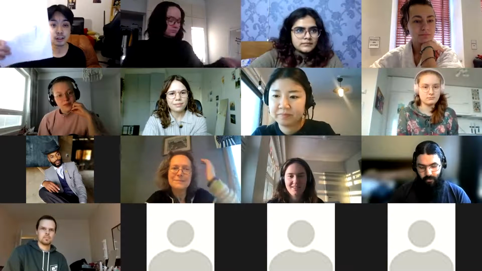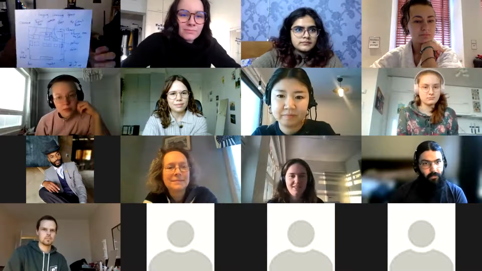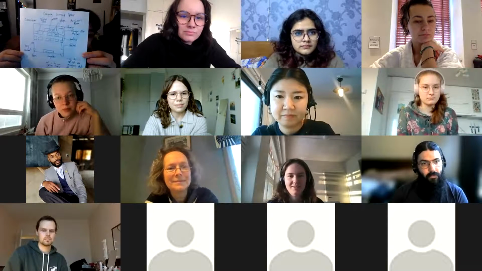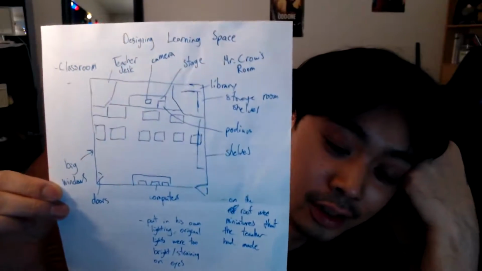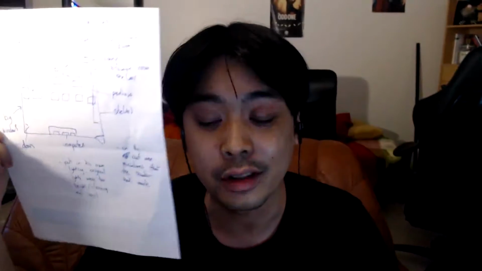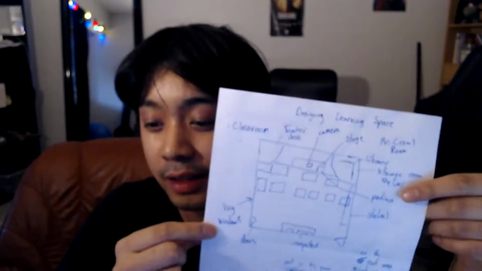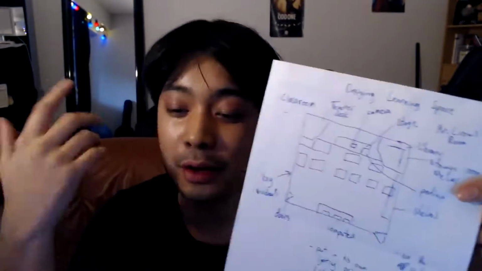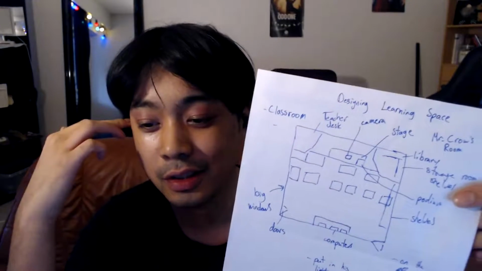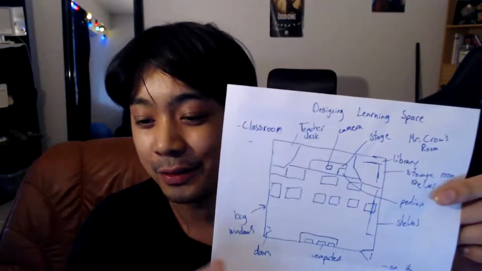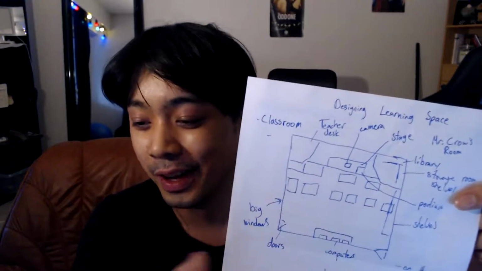Yeah, I'm not sure if you can see that, but I just drew those. This is Mr. Crow's 7th grade classroom. I distinctly remember one day somebody asked about the layout of his room, and he went for like 30 minutes straight, talking about the physical spaces in the room and why they're important.